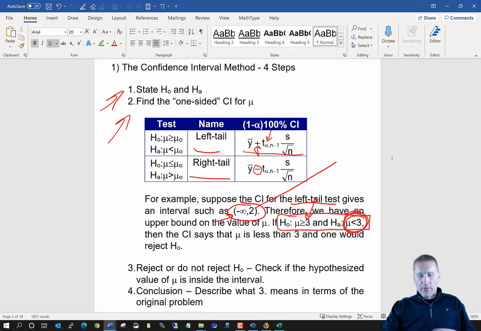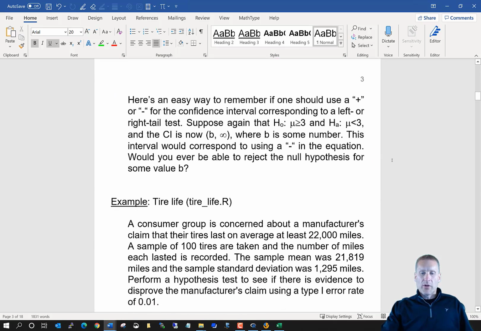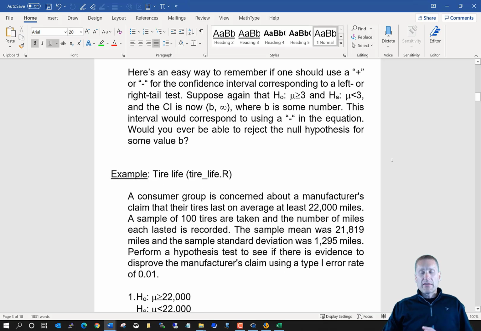Okay, so step 3, I just said that. And step 4, describe what 3 means in terms of the original problem. Now, sometimes students have a hard time understanding or having an intuitive feel, I think that's a better way to put it, for whether or not they should use the plus or the minus in a one-sided interval for a particular hypothesis test. And it all comes down to the following.